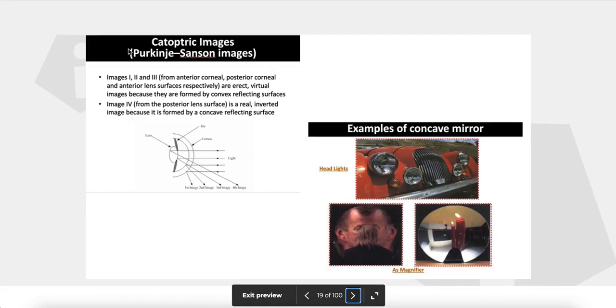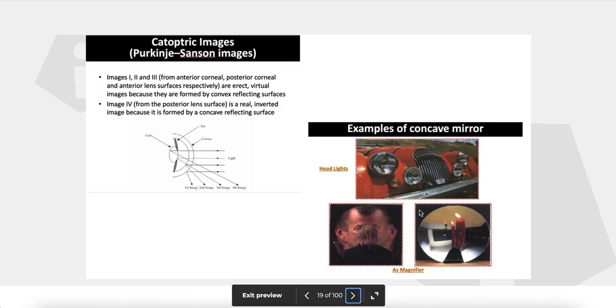Let's review the characters of the Purkinje-Sanson images. We said before that we have 4 Purkinje-Sanson images according to reflection from different ocular media. The anterior corneal surface will produce the first Purkinje-Sanson image. The posterior corneal surface will produce the second. The anterior lens surface can produce the third, and finally, the posterior lenticular surface will produce the fourth Purkinje-Sanson image. The third image here is produced by the convex anterior lens surface, and so it is not produced by concave mirror effect.